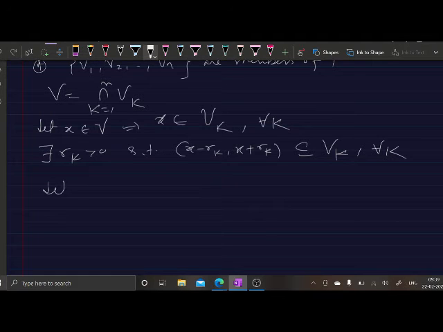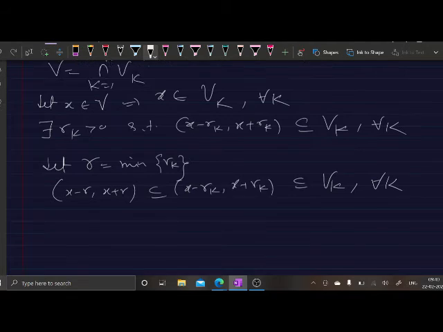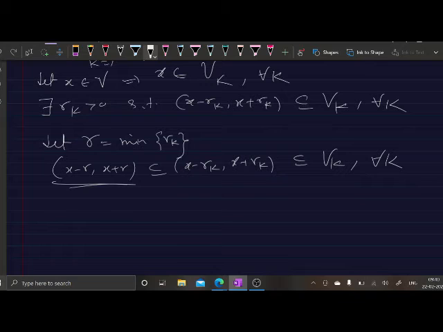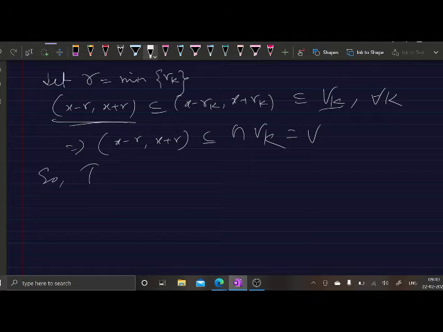আবার ওই মিনিমামটা নিতে হবে, let r be the minimum of all rk. তাহলে তোমার হয়ে গেল, so x minus r, x plus r belongs to each of these vk, because this is true for all k. And r doesn't depend on k, so x minus r, x plus r is a subset of the intersection of vk. So it is open. তাহলে আমরা যে টপোলজিটা ডিফাইন করলাম, therefore tau forms a topology on R.